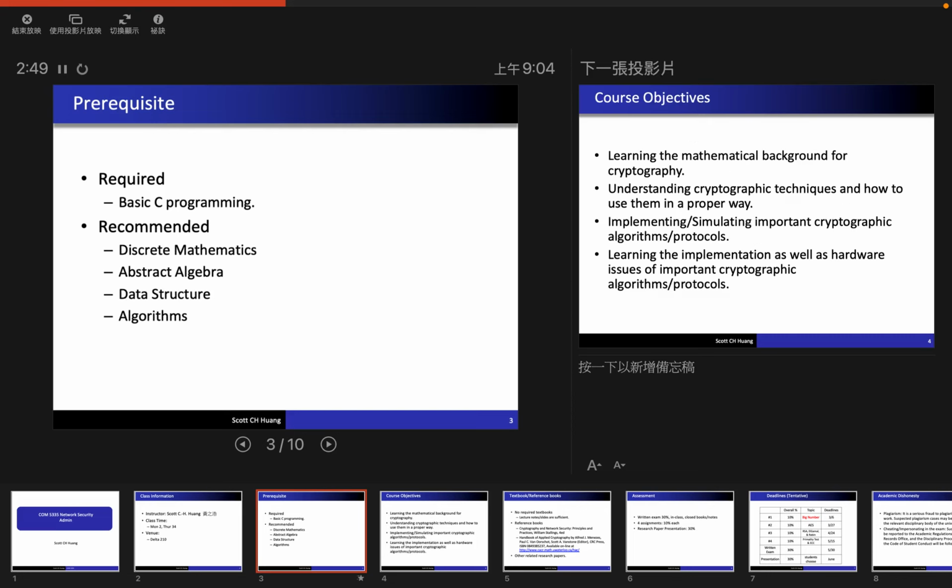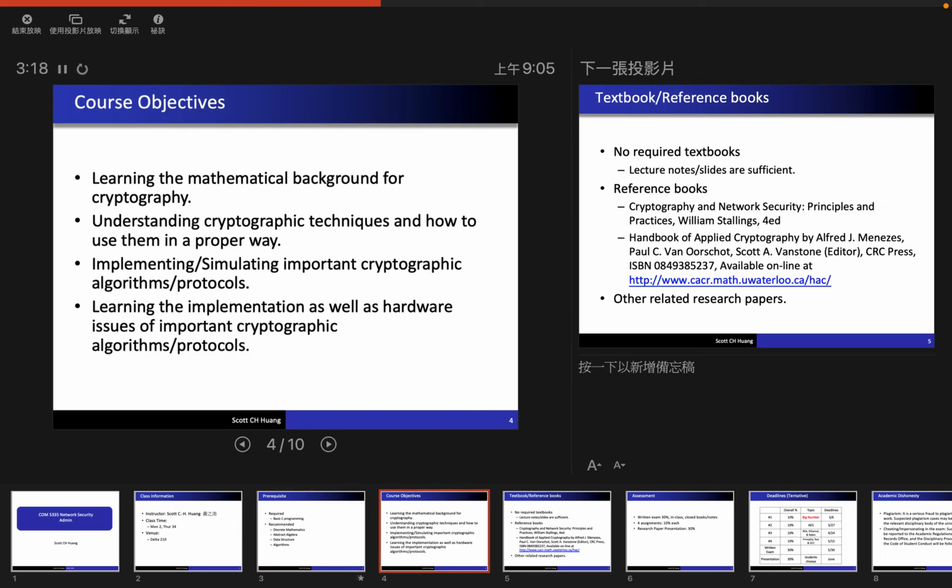Okay, and we will be using some concepts from discrete mathematics. Not too much, just some basic ones, and also a little bit of abstract algebra. Not too deep. If you have no idea about these things, that will be fine, because we will start from scratch, and then a little bit of data structures and algorithms. This is our course objective: learning the background of cryptography, understanding cryptographic techniques, and so on and so forth. You can take a look.